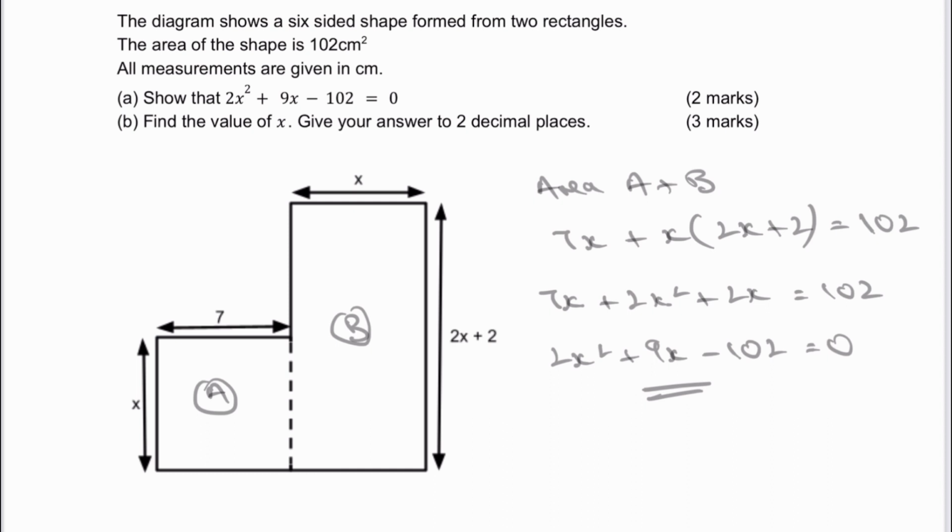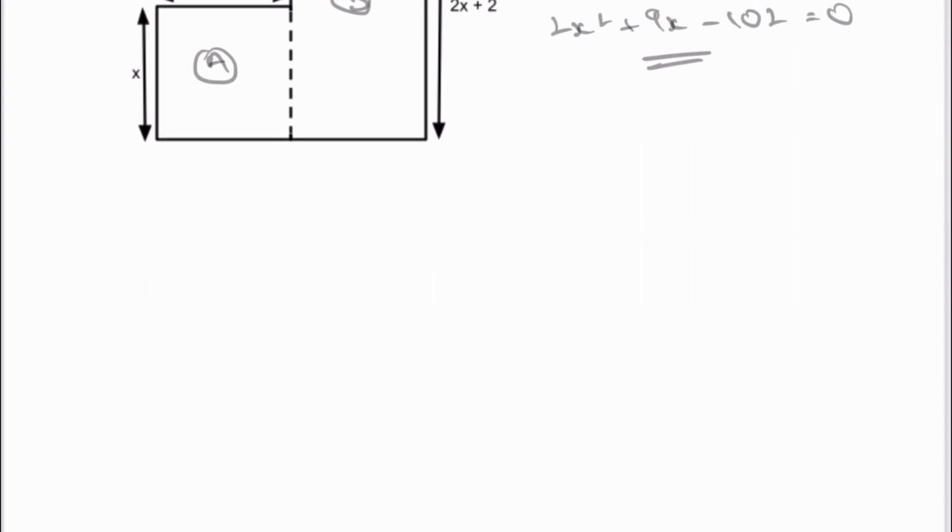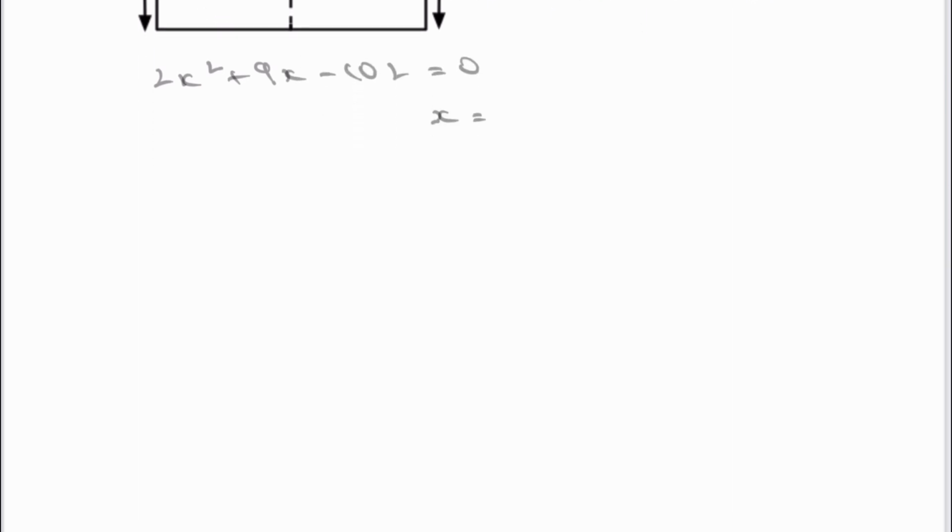Now the key here is because it's 2 decimal places, it makes sense to use the quadratic formula. So I'm going to dispense with the actual diagram, and I'm just going to over here write the equation as 2x squared plus 9x minus 102 equals 0. And therefore I've used the value of the quadratic formula as x equals minus b plus or minus the square root of b squared minus 4ac, all over 2a. Okay, now you will get that written on your formula sheet as part of your GCSE exam, although it is good to remember it anyway.